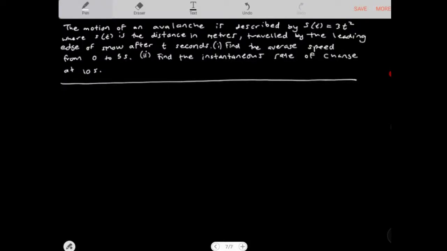All right, let's take a look at an example of an application question where we're going to be addressing the average rate of change as well as the instantaneous rate of change. So the motion of an avalanche is described by the function s of t is equal to 3t squared, where s of t is the distance in meters traveled by the leading edge of snow after t seconds. We want to find the average speed from 0 to 5 seconds, and for part 2 we want to find the instantaneous rate of change at 10 seconds, right?